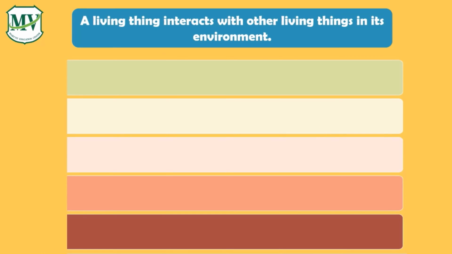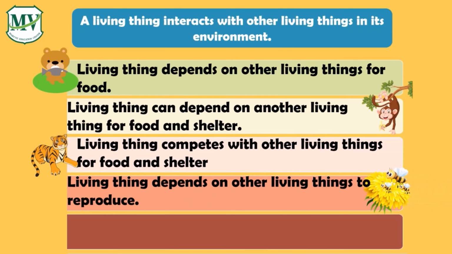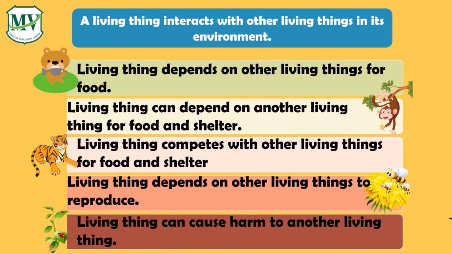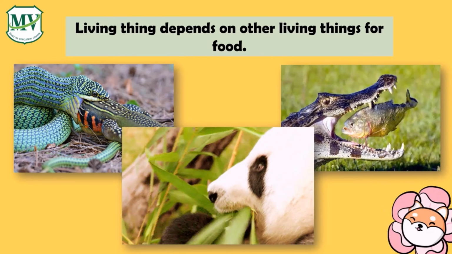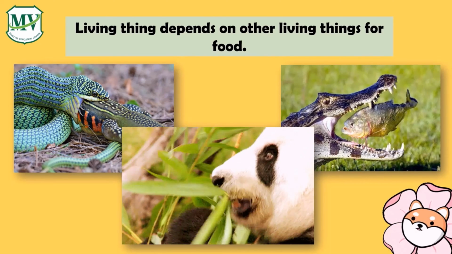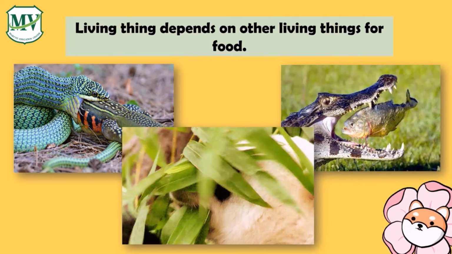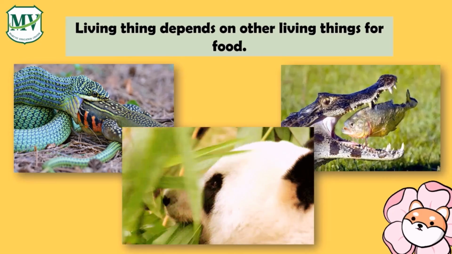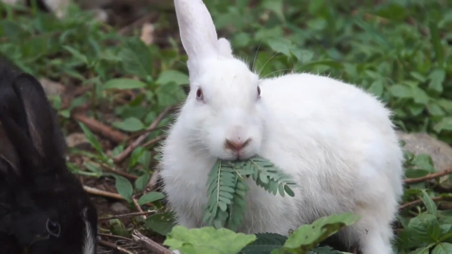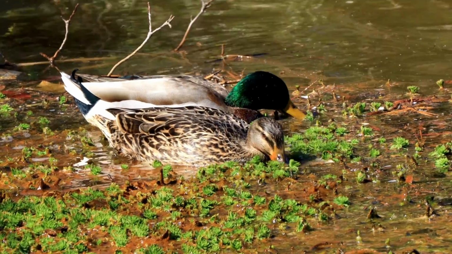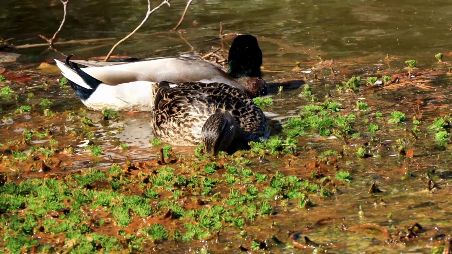Now, a living thing interacts with other living things in its environment in many ways. We will learn about this one by one. First, a living thing depends on other living things for food. The animal kingdom eats other living things for survival. Observe the examples on your screen. Either plants, or animals that eat plants. Living things eat living things. In an environment, all organisms depend on one another in order to eat.